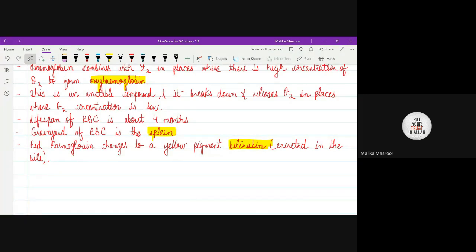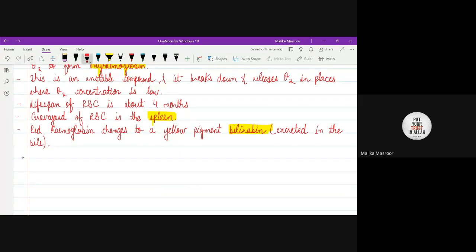Okay, now it can also bind with carbon dioxide to form carboxyhemoglobin. Carbon dioxide also combines with hemoglobin, let's take it that way, to form carboxyhemoglobin. One sec.